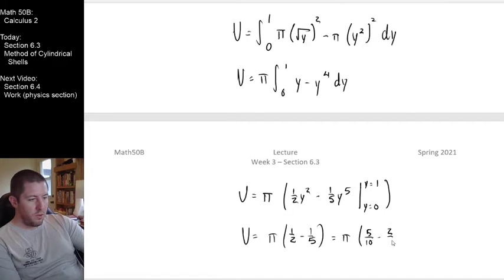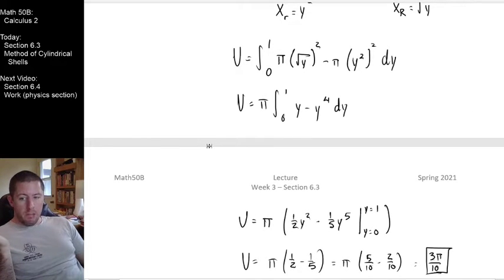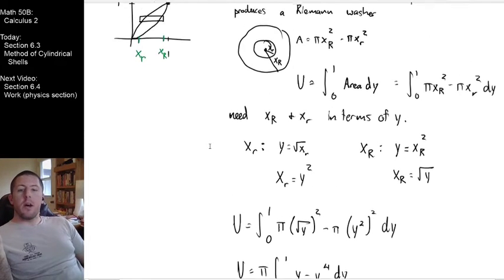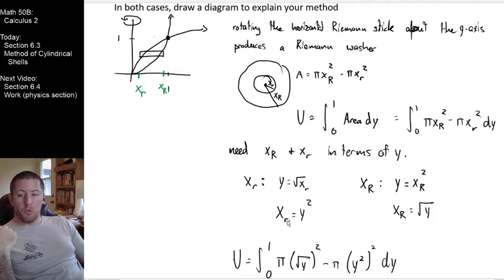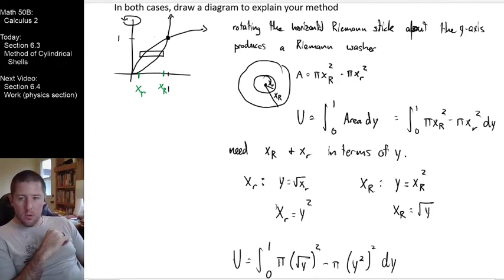5/10 minus 2/10. So we're going to get 3 pi tenths is the total volume right there. Okay. So again, this is section 6.2 stuff right here. We just did the disk washer method on this guy, and the reason that was a reasonable thing for us to do is because it was reasonable for us to be able to solve our y equals equations into x equals equations right there.